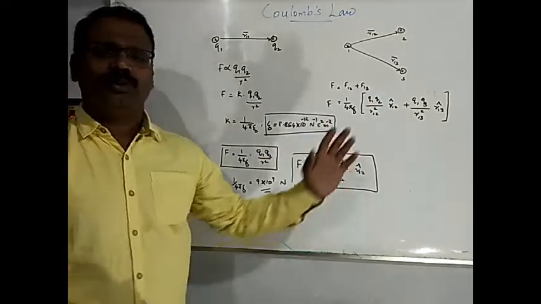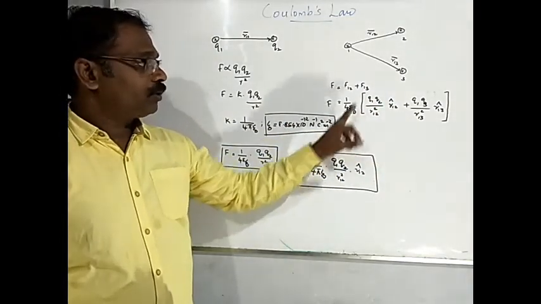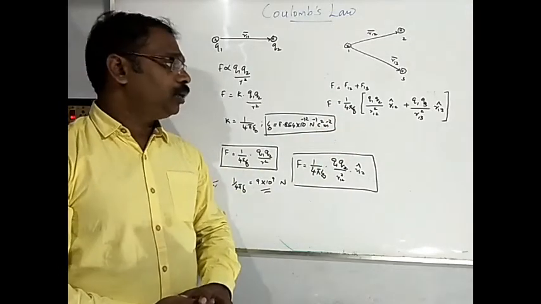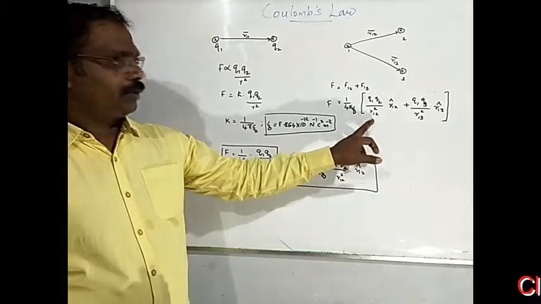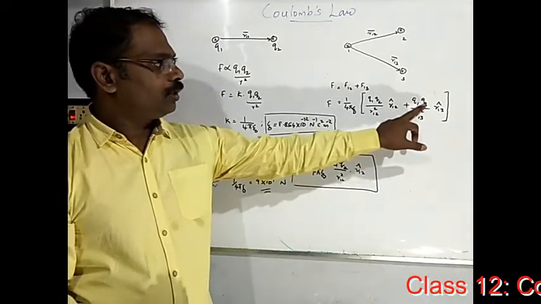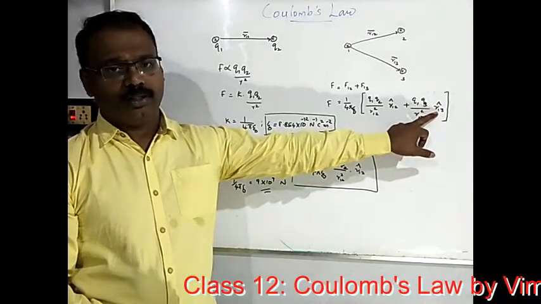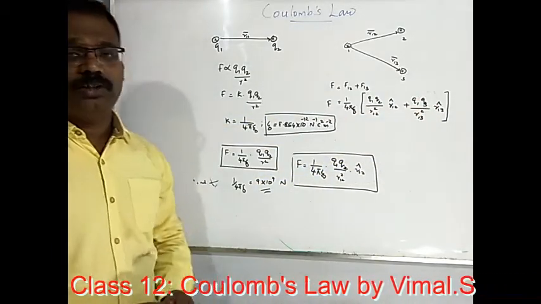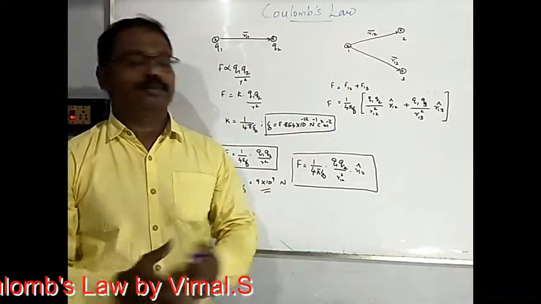F equal to 1 by 4 pi epsilon 0, which is a constant, so it can be taken outside, into Q1 Q2 by R12 square times the unit vector R12, right? Plus Q1 Q3 by R13 square times the unit vector R13. So this is the representation of the force in a system of charged particles.